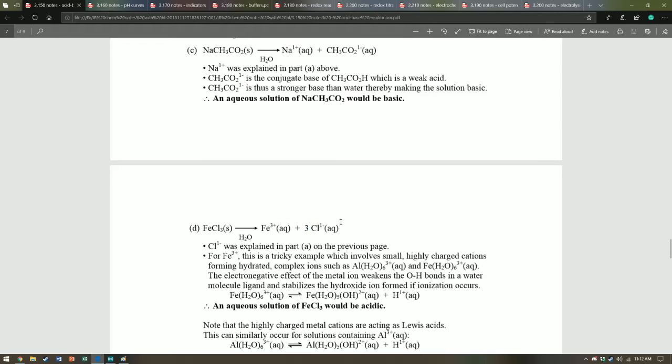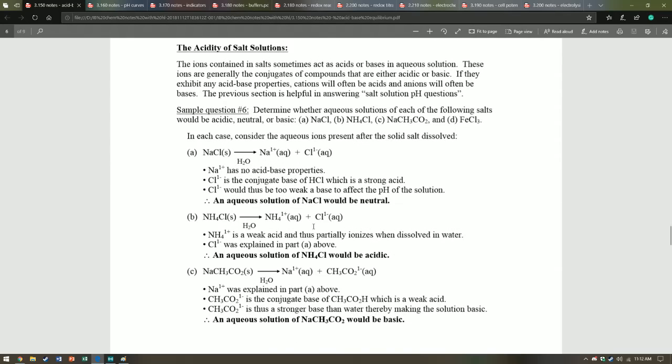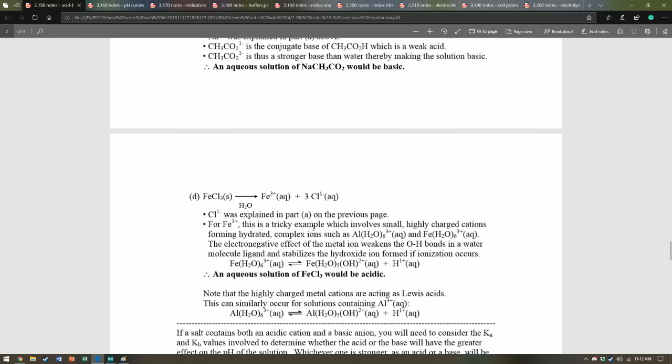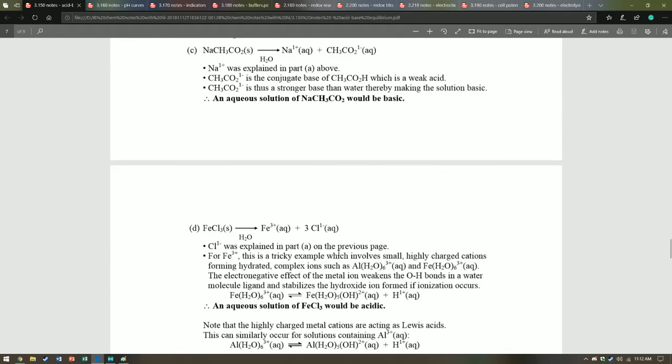This Cl minus here, we already explained in part A: the conjugate acid is HCl, which is strong, and the conjugate base is so weak as to be basically nothing. Now, this is an important topic for when we do titration curves, because it is important in determining where the equivalence point is on the pH scale, because it's not always 7.